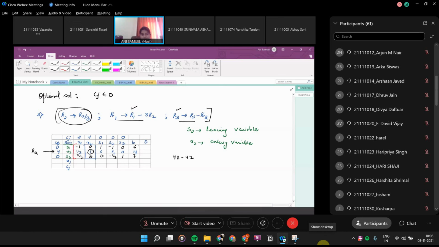After making your key element as 1, you have to do transformations so that other elements in that same column become 0. Now Zj will be 0 into minus 1 plus 4 into 1 by 3. Let me write that. Z1 is 0 into minus 1 plus 4 into minus 1 by 3 plus 0 into 2 by 3, which is nothing but 4 by 3. Here it will be 4, here it will be 0, here it will be 4 by 3, here it will be 0.